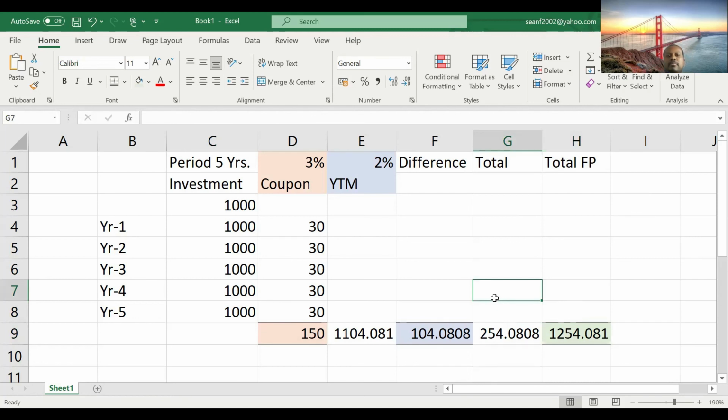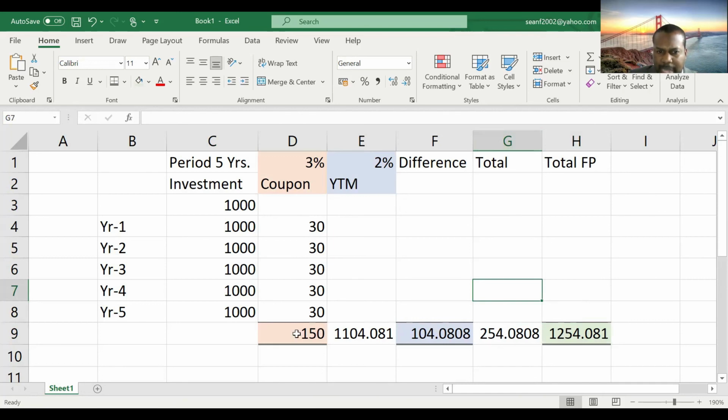Okay, that's it. So the main things we need to take into account: the coupon, you get 30 in all the various periods. So 30, 30, 30, 30. The yield to maturity is basically an aggregate return. And here the yield to maturity works out to be 104.